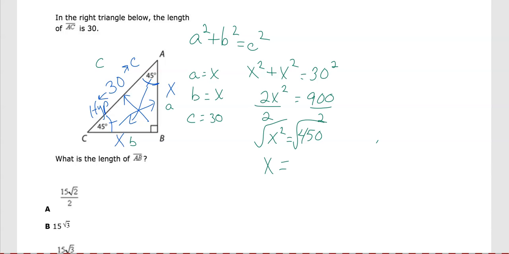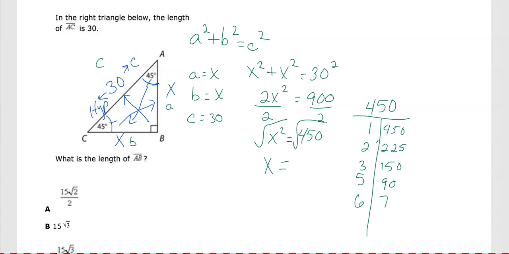So we have 450 is 1 and 450, 2 and 225, 3 and 150, 5 and 90, 6 and 75. All right. We do already have a perfect square.